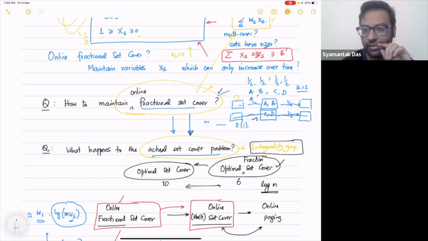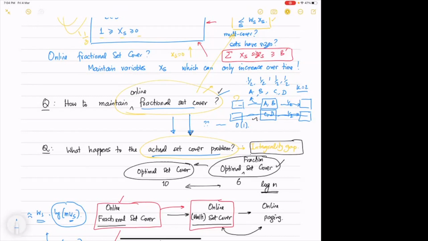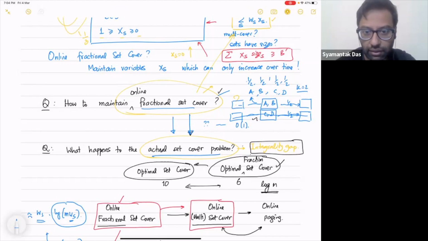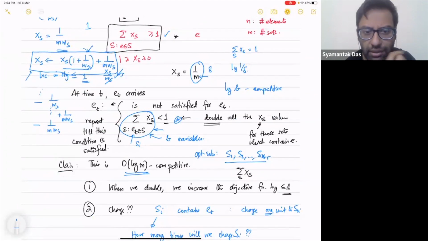Okay, I think Amantak has a question. Yeah. So Amit, you said that the way you described, you get a log m for the fractional covering problem. For the covering version, yes. Now you said that you can get it down to log b. Is it log b or is it b? Because isn't b like the frequency of the element?